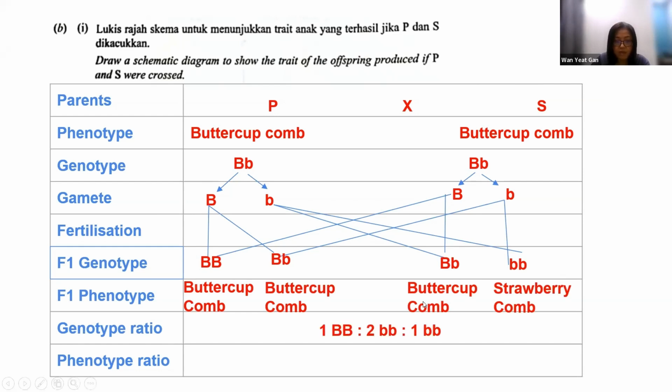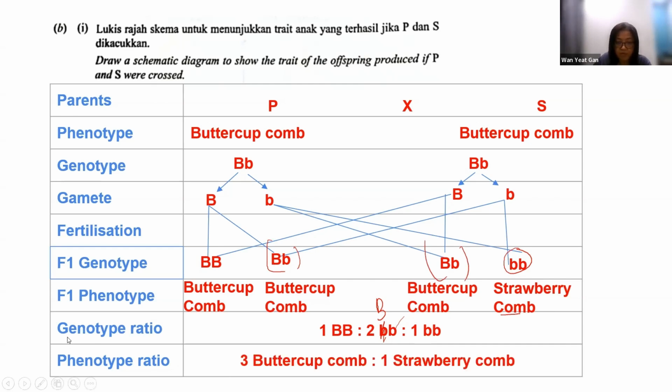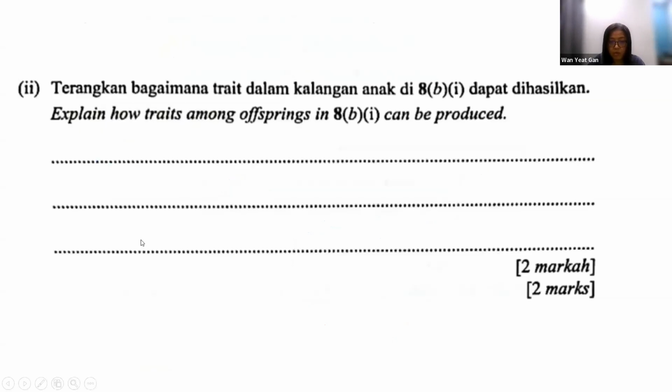So the genotype is one big B big B, two big B small b, and one small b small b. So the phenotype ratio is 3:1, 3 buttercup comb to 1 strawberry comb. Okay. Next.